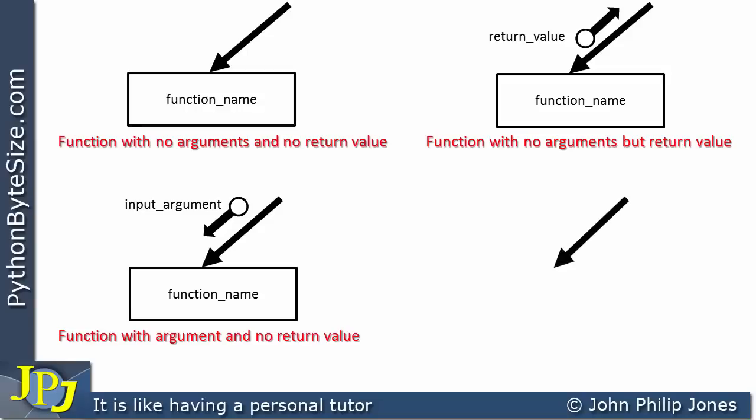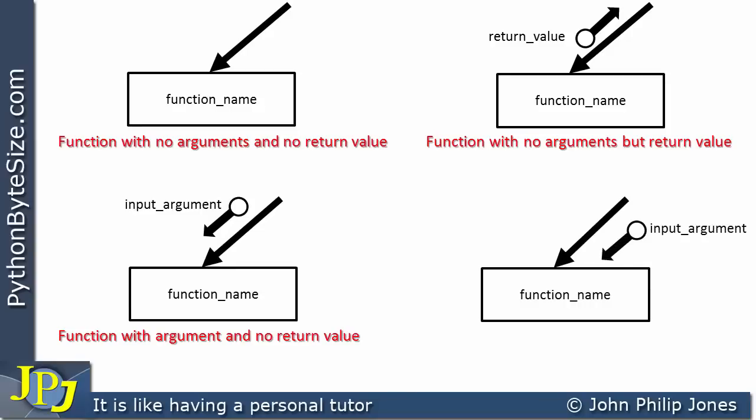Another example is shown here where we have a function being called and we pass it an input argument and it returns a value. Now this is an example of a function with an argument and a return value, and of course there could be more than one return value, there could be more than one input to this particular function, more than one input argument, which we can also call input parameters.